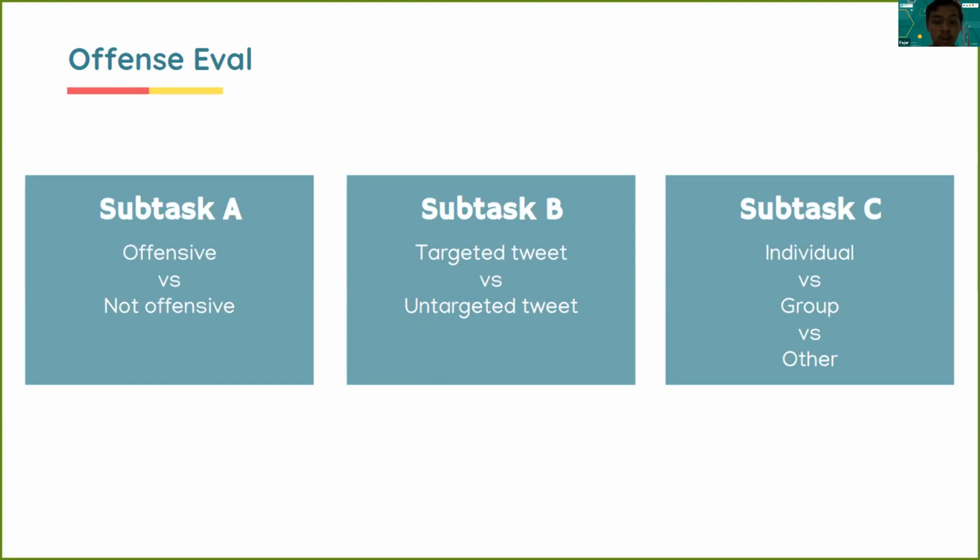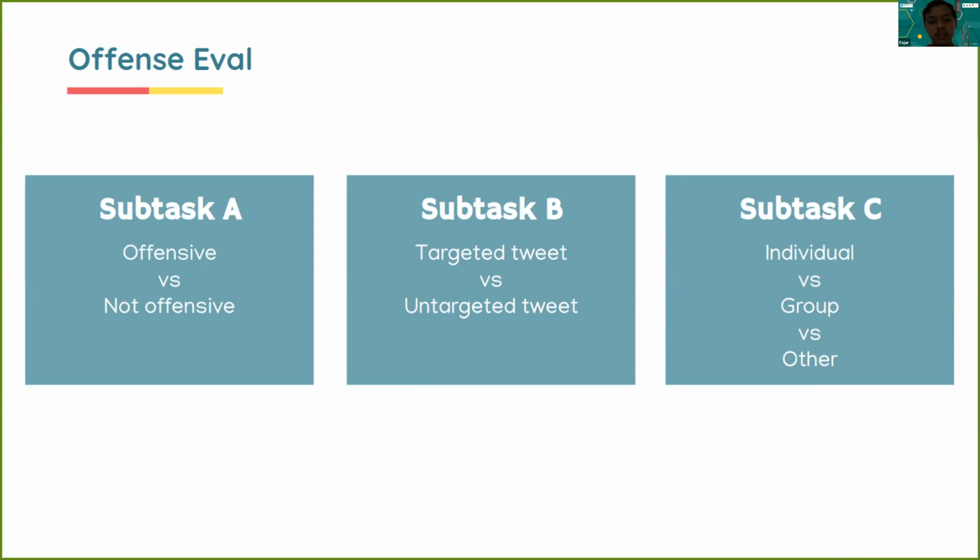This is OffensEval. OffensEval is the task to identify offensive language. There are 3 subtasks in OffensEval. The first subtask is subtask A, which classifies the sentence into offensive and not offensive.